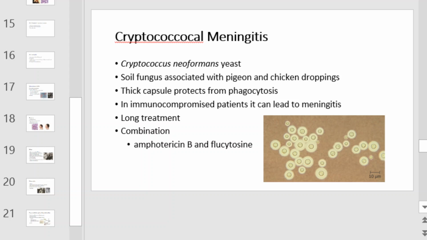Cryptococcal meningitis. Cryptococcus neoformans is a yeast organism that lives in the soil. This soil-borne fungus is associated with pigeon and chicken droppings. It has a thick capsule that protects it from phagocytosis. In immunocompromised patients, it can lead to meningitis. Treatment or recovery is long and includes a combination of amphotericin and flucytosine.